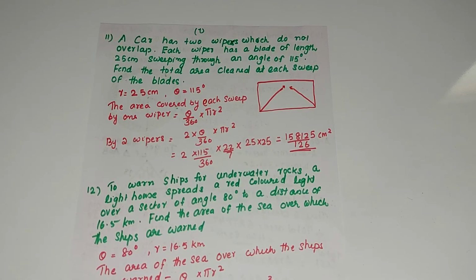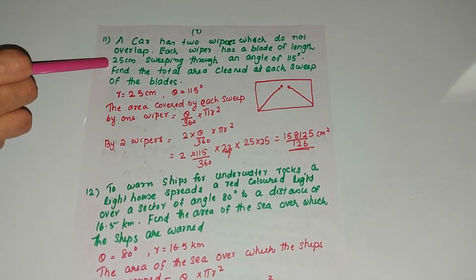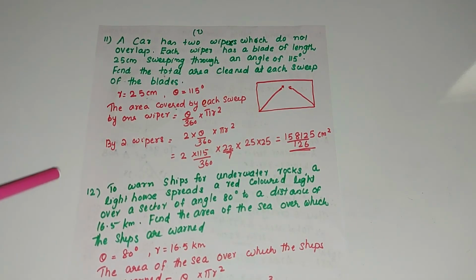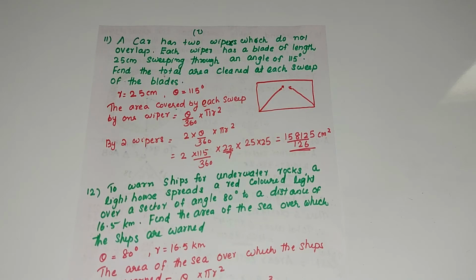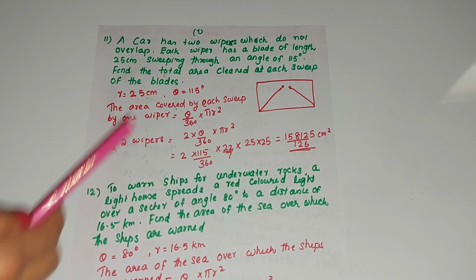Next one. A car has two wipers which do not overlap. Each wiper has a blade of length 25 cm sweeping through an angle of 115 degree. Find the total area cleaned at each sweep of the blades. Here radius is 25 cm, that means the length of each blade, and the angle is given as 115. Find the area covered by each sweep, one wiper at a time.